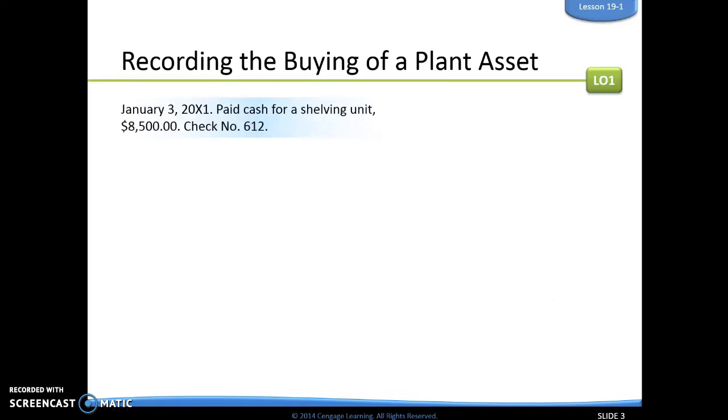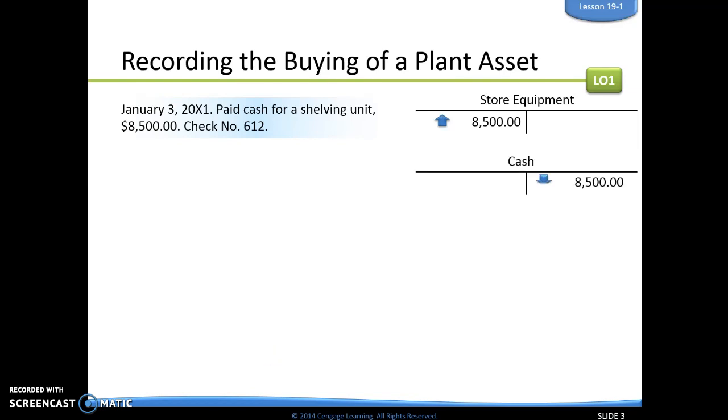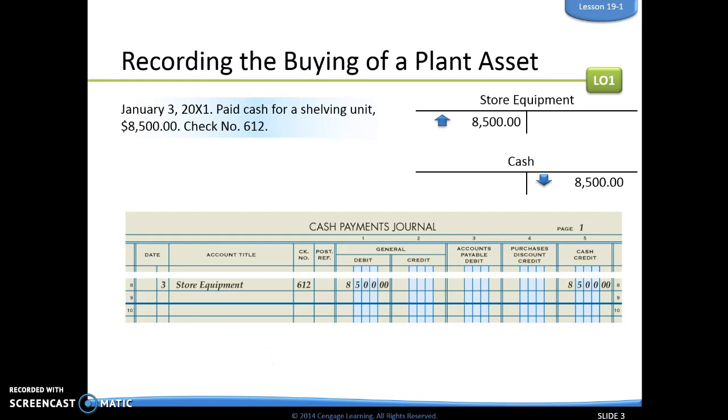So recording the buying of a plant asset, this should be easy. We've done this before. January 3rd, we paid cash for a shelving unit, $8,500, check number 612. We're simply going to increase store equipment with a debit of $8,500, and credit cash for $8,500. Since we're using a check, we're going to go into our cash payments journal, debit store equipment, and credit cash.